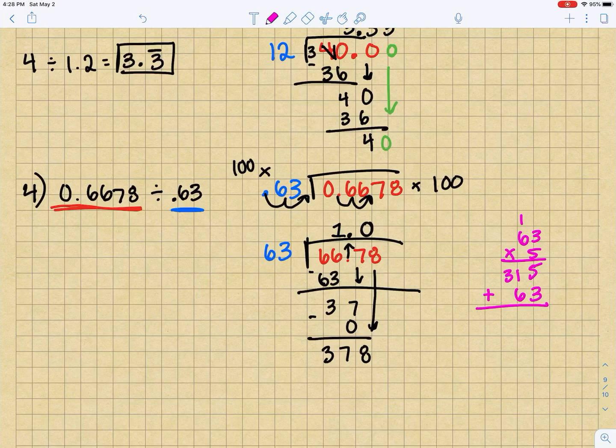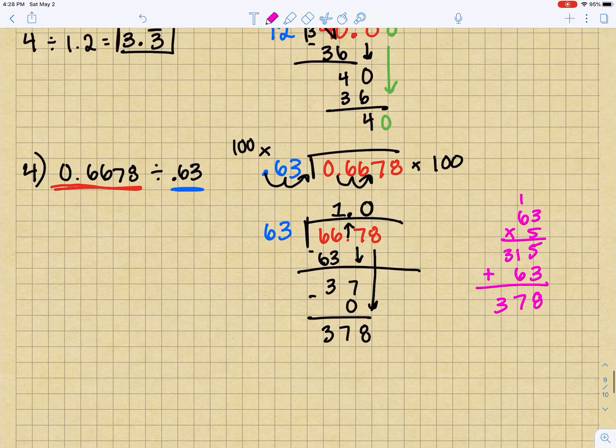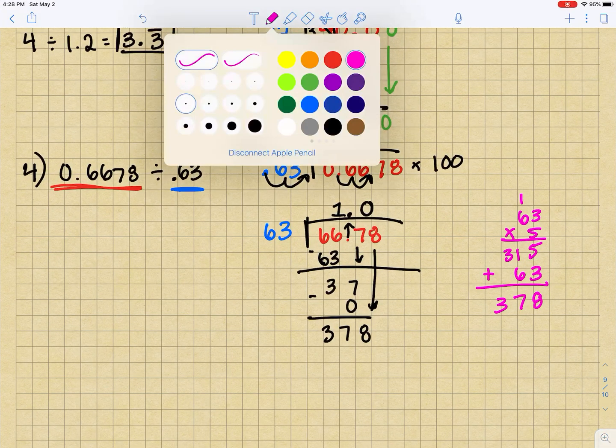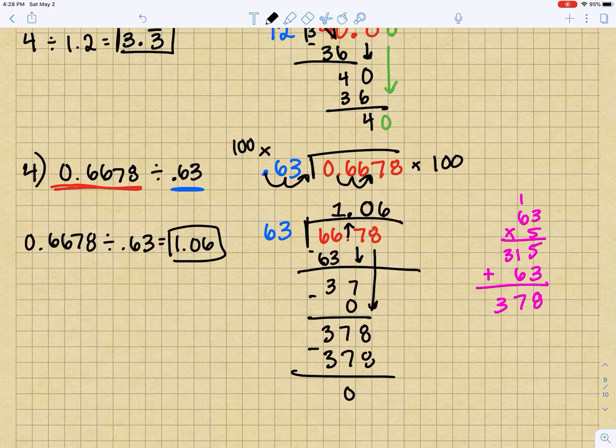Let's see. 5 plus 3 is 8. 6 plus 1 is 7. Hey, look at that. That's the number I needed, isn't it? So this is not 63 times 5, but 63 times 6. And that gives me 378 with a remainder of 0. So the answer to this problem, 6,678 10,000ths divided by 63 hundredths is equal to 1 and 6 hundredths. And there you have it.